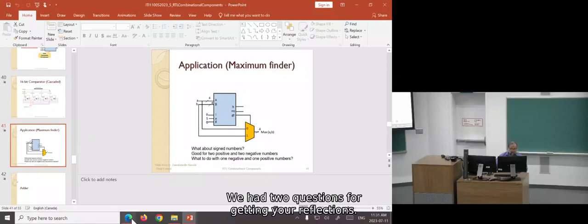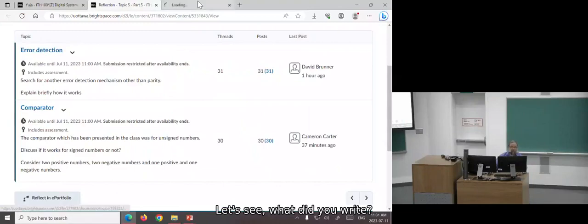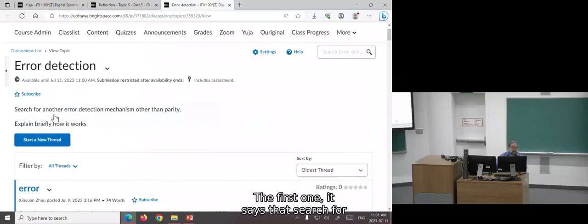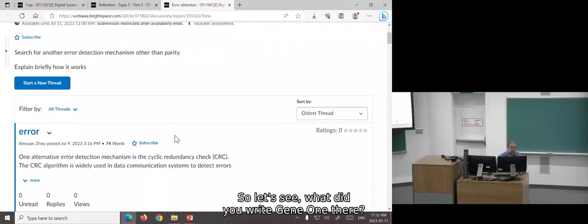So we had two questions for getting your reflections. Let's see, what did you write? The first one says: search for another error detection mechanism other than parity, because the parity we have discussed in the course was only one bit added, and it could only detect an error if there is only one error. If there is more than one bit error, it cannot detect it, and it cannot fix it either.